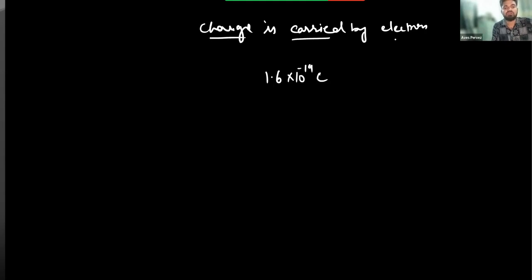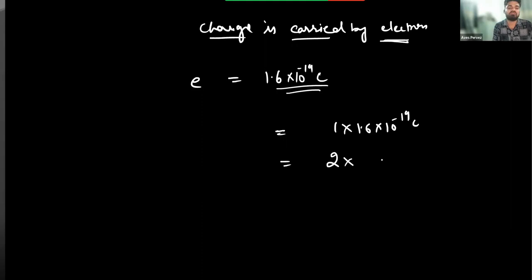The charge of an electron, we call it e. Now if one electron passes through a conductor, it is going to have 1 into 1.6 into 10 to the power minus 19 coulomb charge. If 2 electrons pass through it, the total charge will be 2 into 1.6 into 10 to the power minus 19 coulomb. And if n number of electrons pass through a conductor, then the charge will be n into 1.6 into 10 to the power minus 19 coulomb.